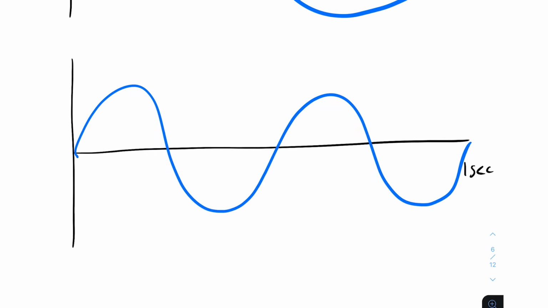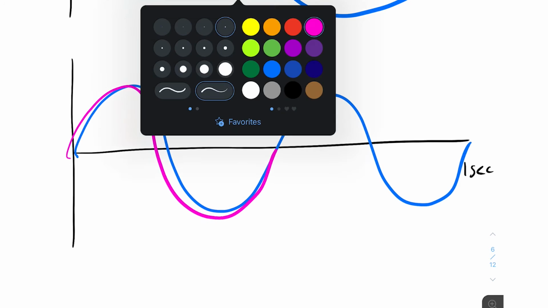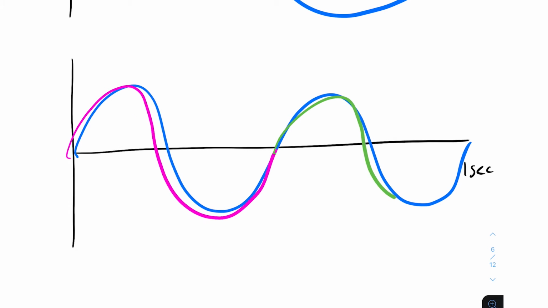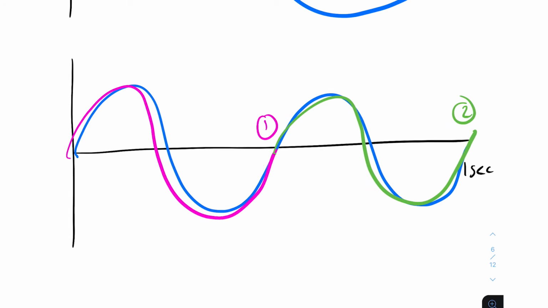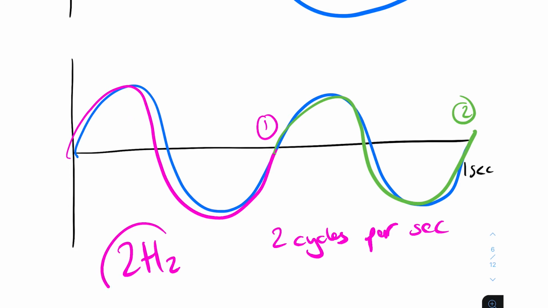Okay, so we've got another waveform here. Same question. How many cycles per second? So as you can see, we've got 1 cycle here, and we've got another cycle here. So this is the second cycle. This is the first cycle. So how many cycles in 1 second? We've got 2 cycles per second. That gives us a 2 hertz frequency.